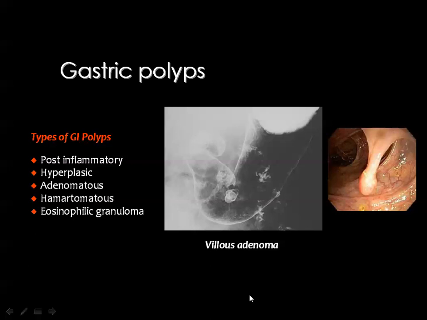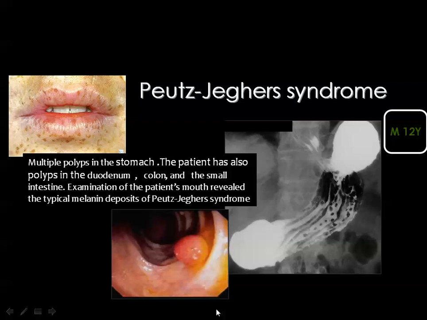One of the best criteria to differentiate benign from malignant polyps is the presence of a pedicle. If the polyp is pedunculated, we assume that it is benign, but if it is sessile, it may be benign or malignant. Then these are the types of polyps: post-inflammatory, hyperplastic, adenomatous, hamartomatous, and the eosinophilic granuloma.